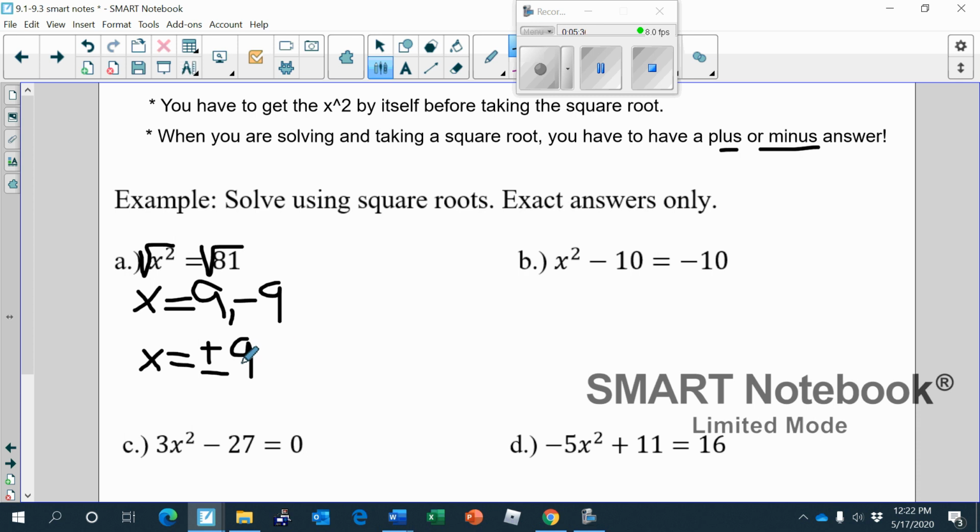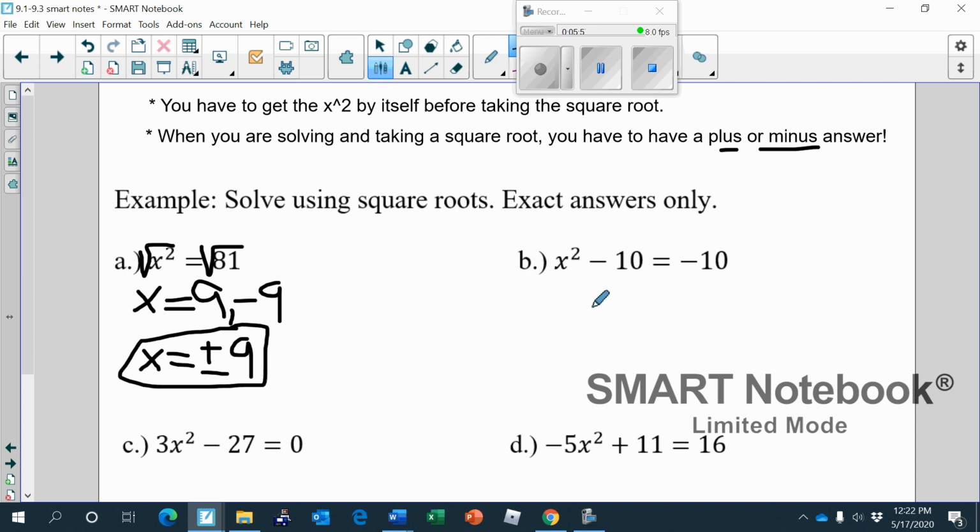The reason being is because if I plug that 9 back in here, well, 9 times 9 is 81. Well, what's negative 9 times negative 9? Excellent. It is still a positive 81. That's why both answers work. We do not mind how you write it. You can write it as 9 and negative 9, or you can write it as plus or minus 9. All right, let's take a look at the next one.